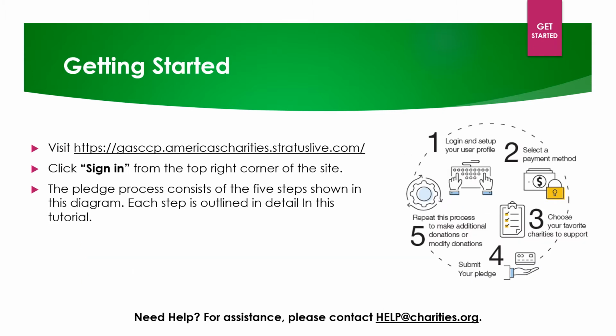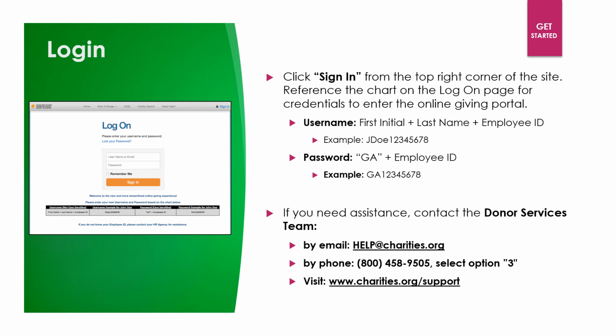To begin, visit gasccp.americascharities.stratuslive.com. Click Sign In from the top right corner of the screen. The pledge process consists of the 5 steps shown in this diagram. Each step is outlined in detail in this tutorial. Click Sign In from the top right corner of the site.